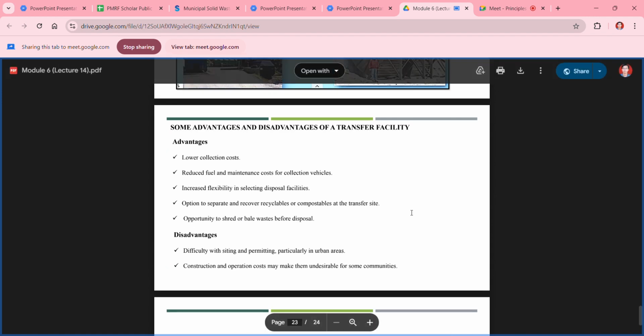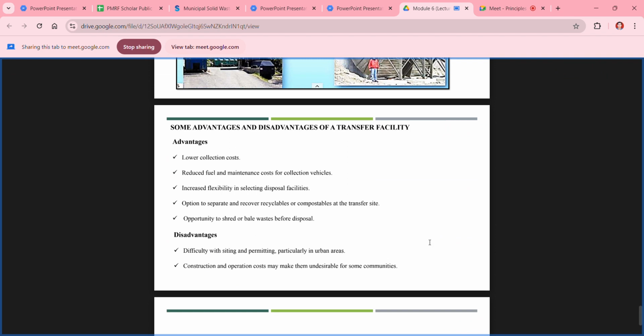So some advantages and disadvantages of transfer facilities are: a transfer facility can lower your collection cost. Like we had already talked about, if the distance between the hauled container site or stationary container site and the disposal site is more than 15 or 20 kilometers, then you are going to need a transfer station between them.